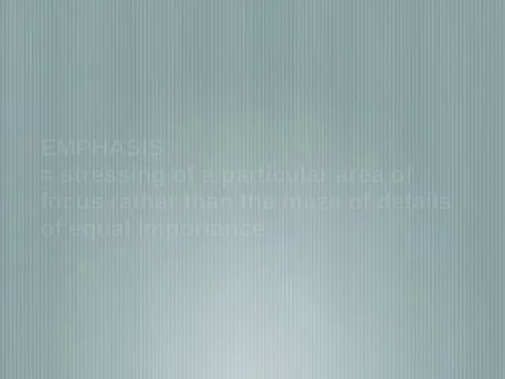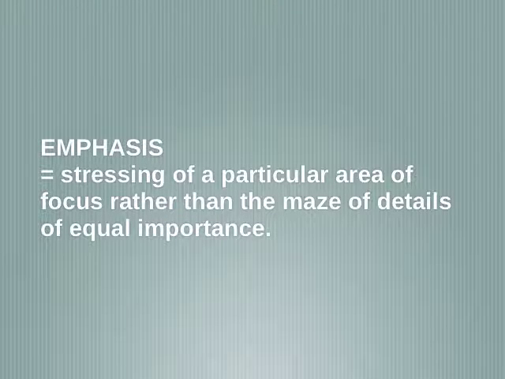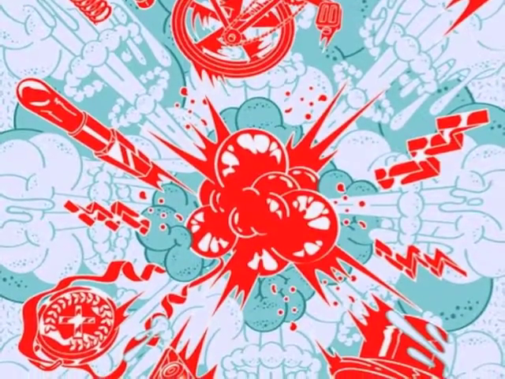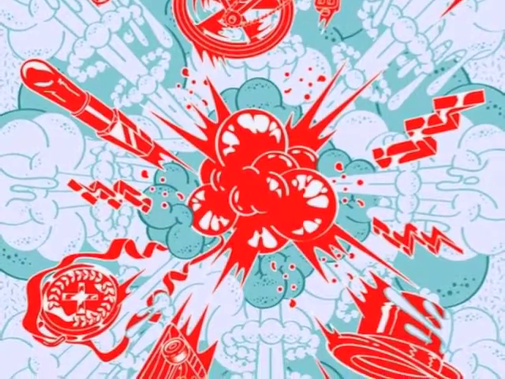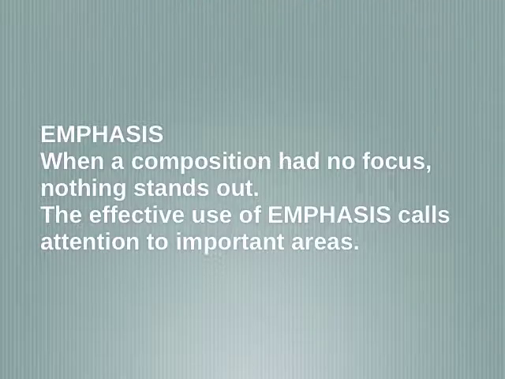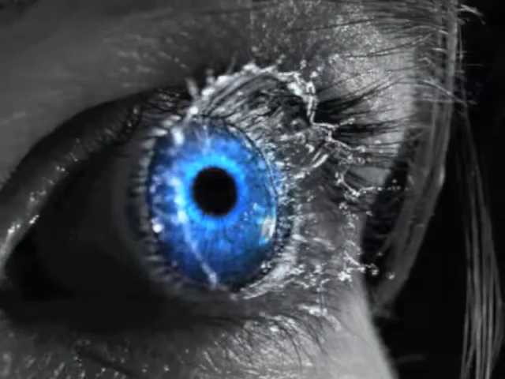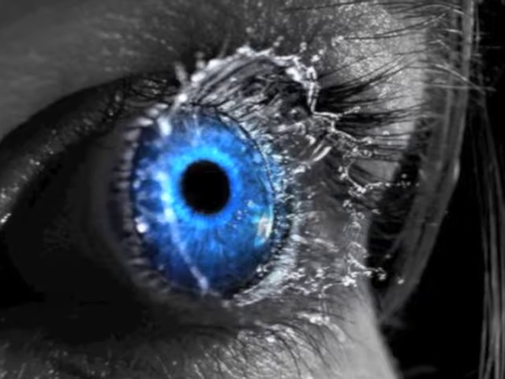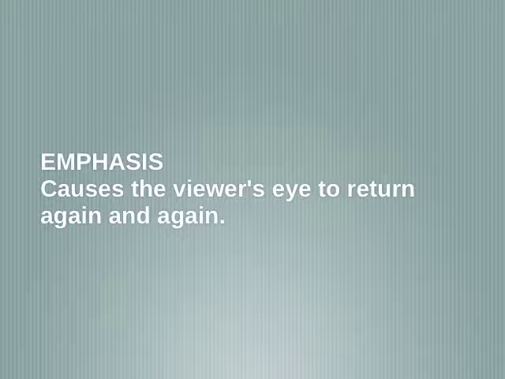Emphasis. Emphasis is the stressing of a particular area of focus, rather than the presentation of a maze of details of equal importance. When a composition has no focus, nothing stands out. However, the effective use of emphasis can call attention to important areas of the piece, which causes the viewer's eye to return again and again.